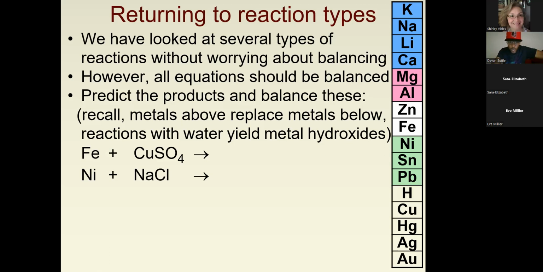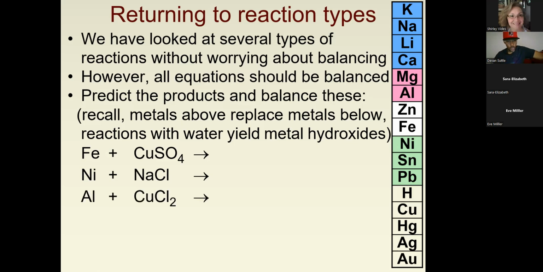Is nickel on top? No, nickel is on the bottom. Yeah, see so that? Sodium's on top. Yeah, sodium's way up here. Sodium's the second one, and nickel's a green one. So if you look at the green area, that'll show you. So that means that reaction will not take place, right? Because nickel is not on top.